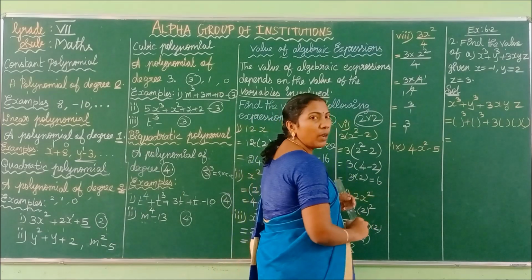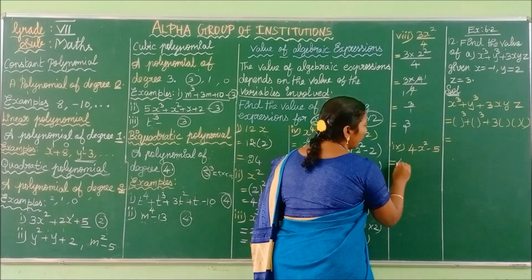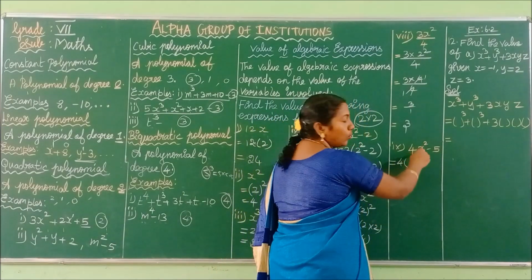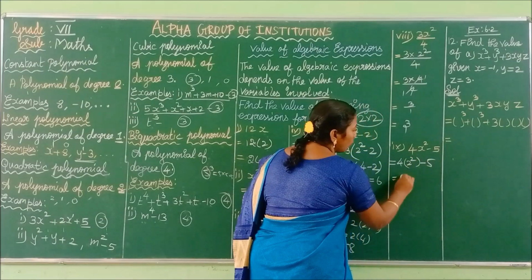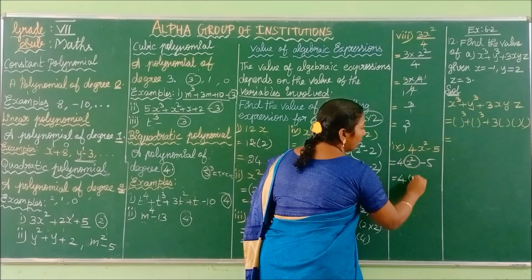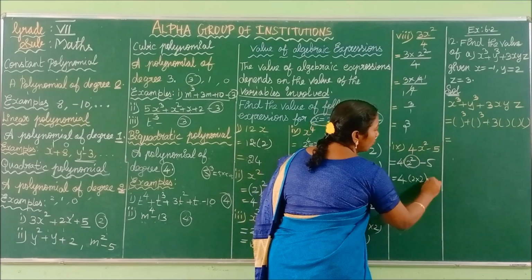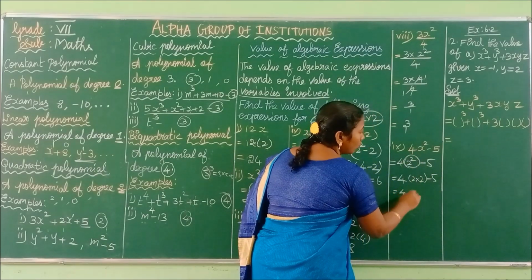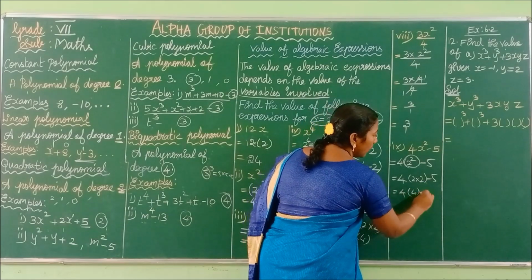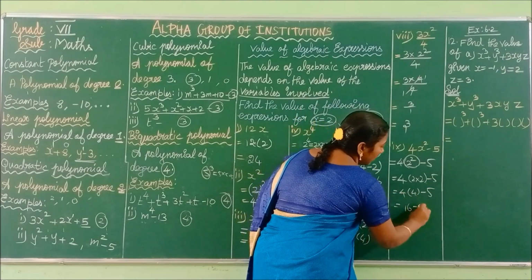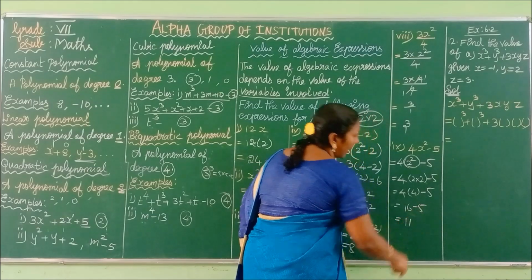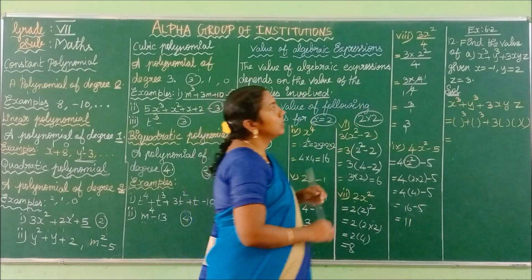4x square minus 5. So instead of x, you have to substitute 2. So 4 into 2 square minus 5. What is the value of 2 square? 2 into 2, 4. So 4 into 4 minus 5. 4 4s are 16. 16 minus 5. So what is the answer? Do you understand? See the next one.